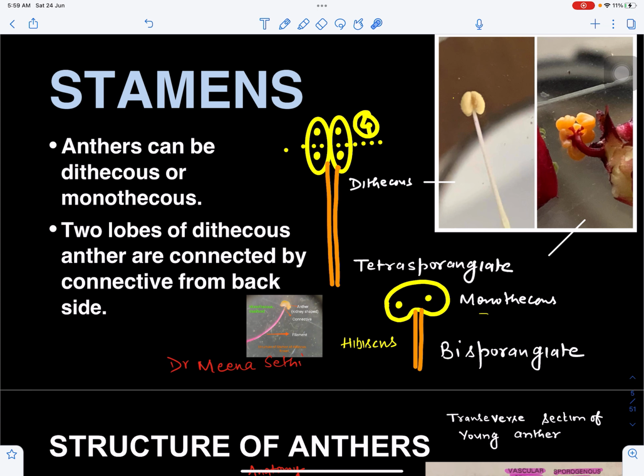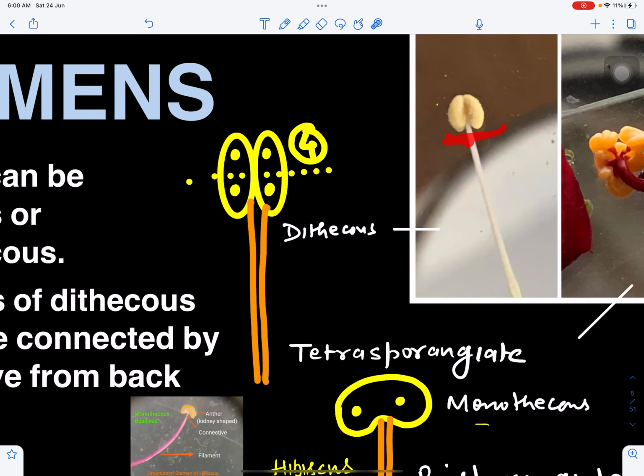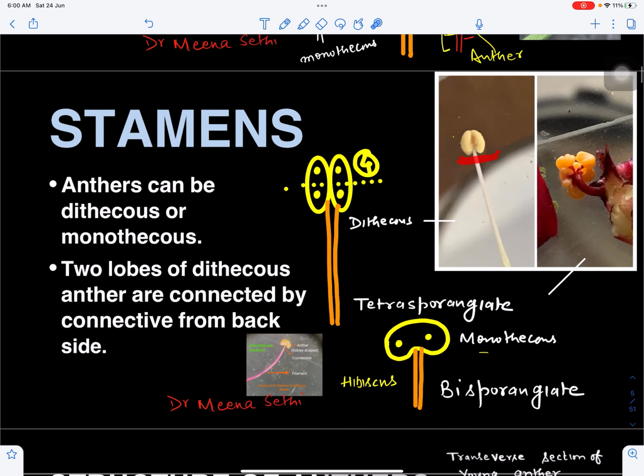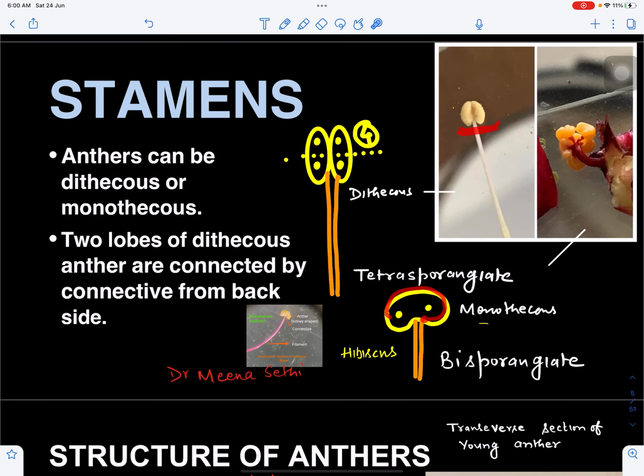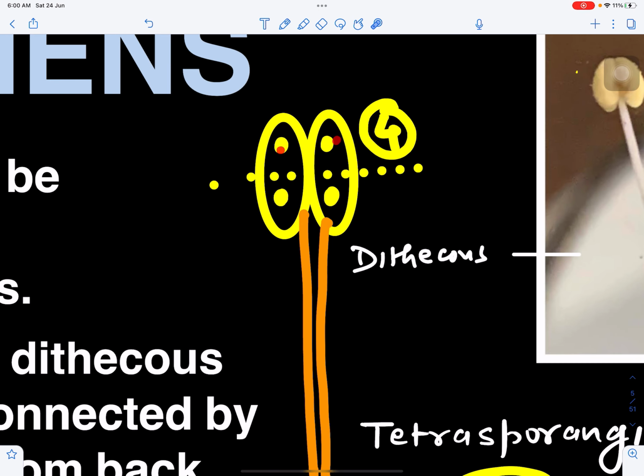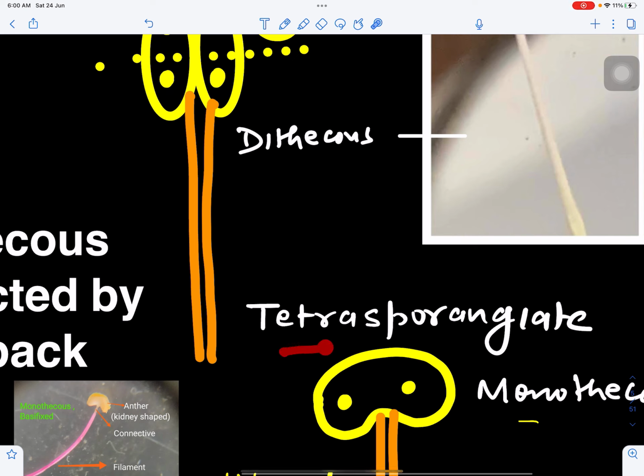Now we have discussed that if it has two lobes, it is called bithecous. And if it has one lobe, like in shoe flower, this is called monothecous. One lobe, monothecous; two lobes, dithecous. If we cut the section, we will see there are four lobes of the sporogenous tissue in the dithecous anther. When four lobes are there, this is called tetrasporangiate. Tetra means four, sporangiate means sporogenous tissue.